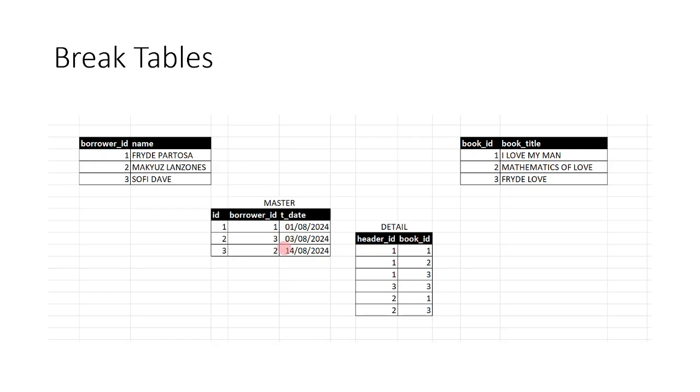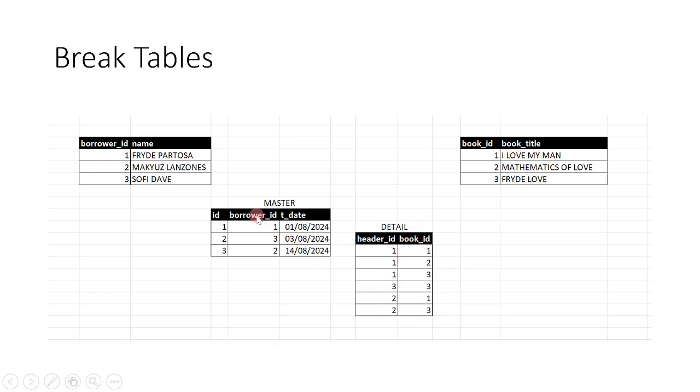Okay, and so all of those borrowers are going to have only one transaction for each of the dates that they have transacted in our library. Then each of the master records here will have their detailed record in our detail tables.